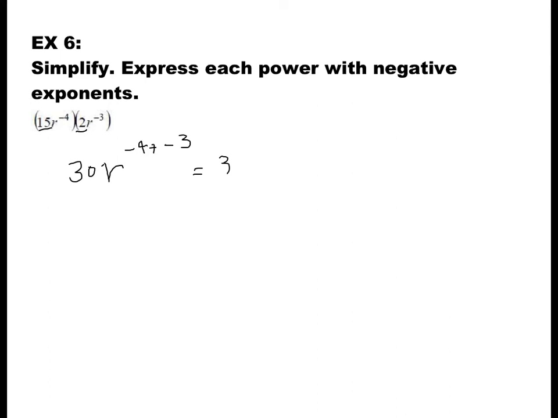Now, 30 stays 30, but negative 4 plus negative 3 is going to give me 30 times r exponent negative 7. And that's my final answer, in negative exponents.